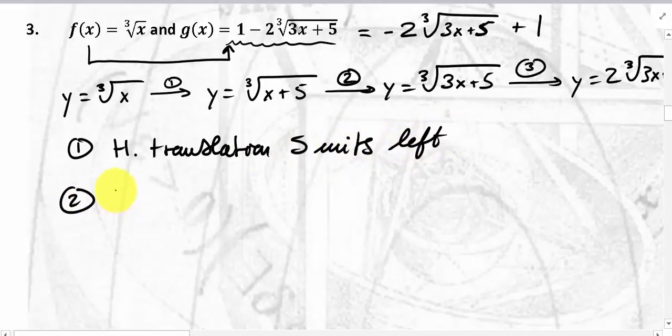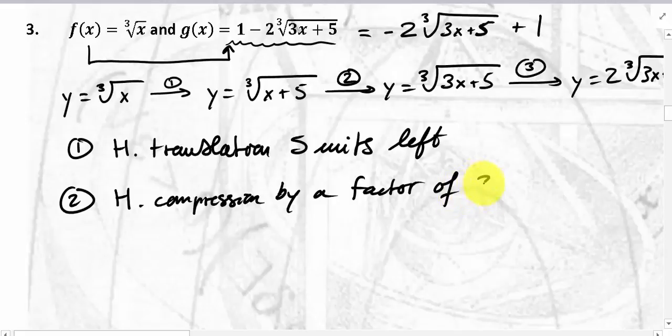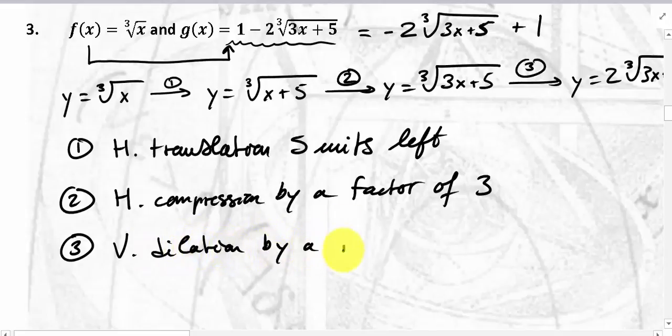Number 2 is a horizontal. Now, you see 3x, so you want to dilate, but in fact, you're going to compress. It's a horizontal compression by a factor of 3, meaning all the x coordinates get divided by 3. Okay? Number 3, I'm done with my input. It's about the output. It's a vertical dilation by a factor of 2.